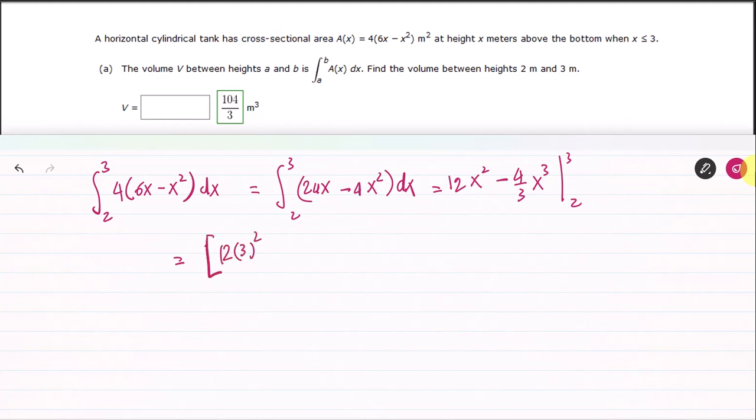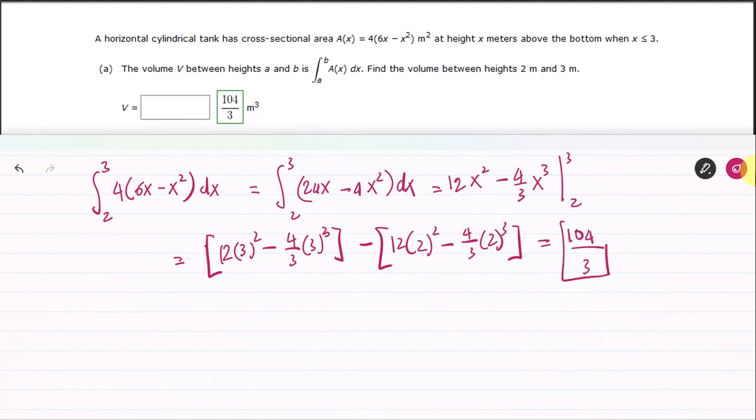We evaluate this from 2 to 3, and that should be 12 multiplied by 3 squared minus 4 over 3, and then we plug in 3 for anywhere we see the x, and then minus, we plug in 2 for anywhere we see the x, and that should give me 104 over 3. This is the volume, so this is in cubic meters. So this is part A.